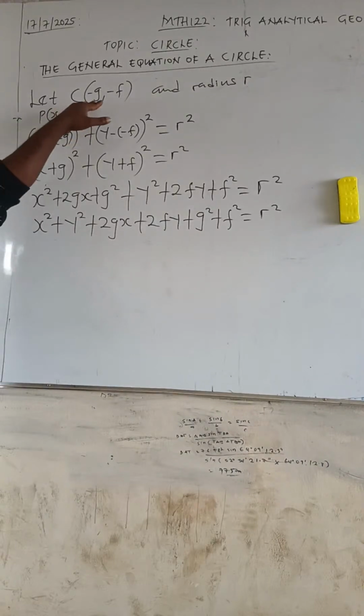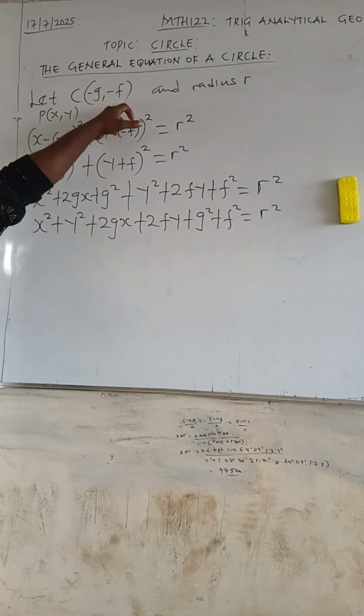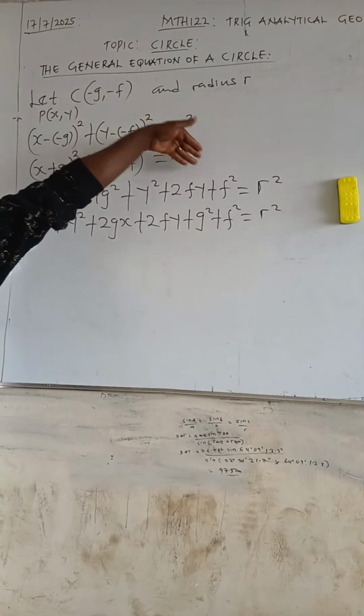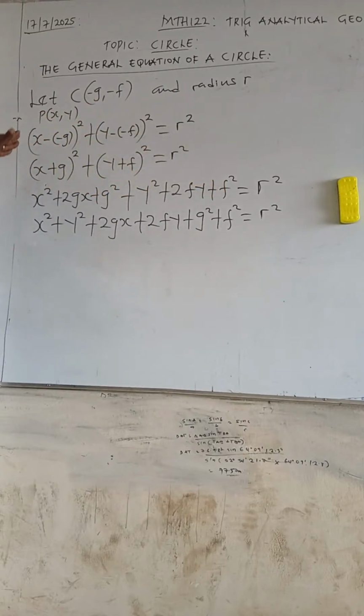No, now we said let the center be what? Minus G, minus F. True or false? True. Then at the point P is what? X, comma Y. So it means X minus what? The center.